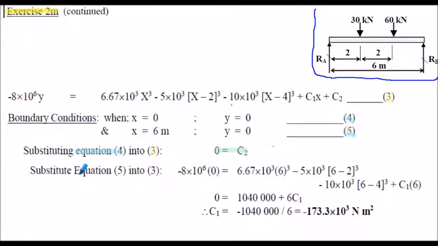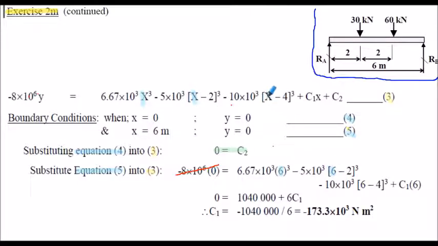If we now substitute equation 5 into equation 3, this time we've got x is equal to 6 meters and y is equal to 0 at point B on the beam up here. So the left hand side will become 0 because the y value is 0, so we're multiplying by 0. But on the right hand side of the equation, we now place 6 wherever we have an x value. So x is 6, so 6 in the first term. X is 6, so 6 into the second term.